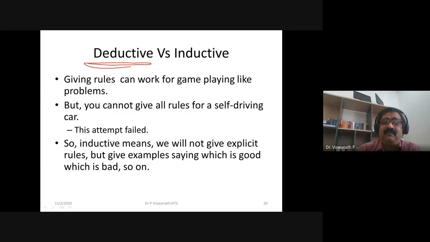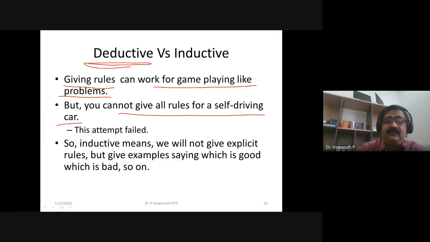Why? Because we ourselves don't know how we are solving the problems. See, giving rules can work for playing games, where we know the rules, but you cannot give rules for a self-driving car. This attempt is going to fail. How many rules are we going to give for a self-driving car? Similarly, for face recognition or speech recognition, we can't give rules saying that if these are the features, this is the style of speaking, something like that. If this is true, that is false, then he is the person.